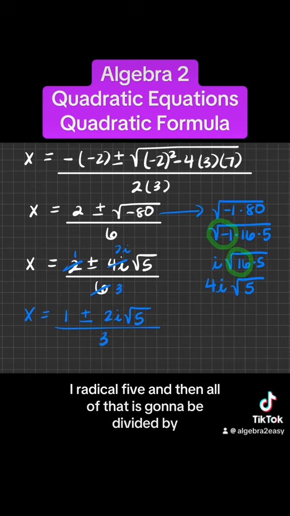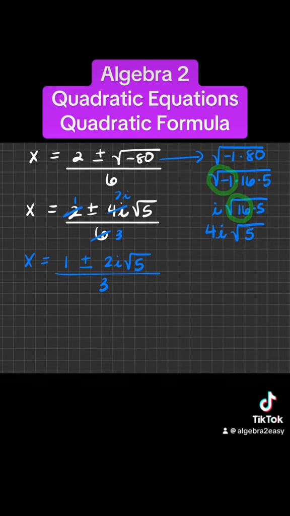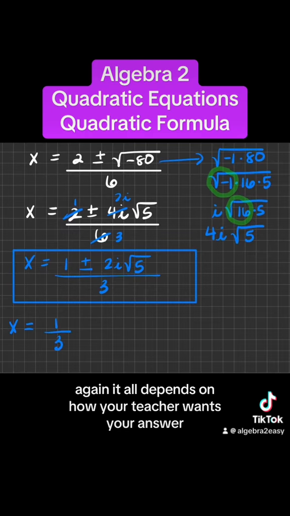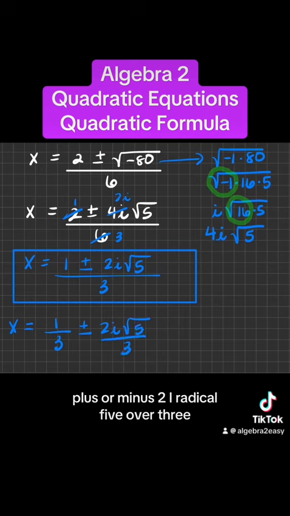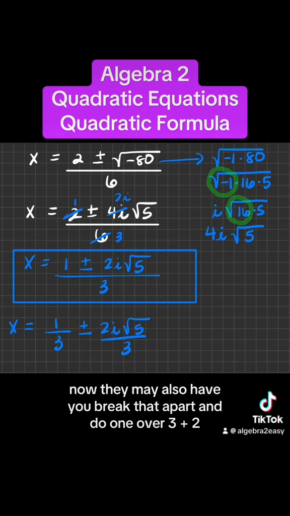And then that's it. That's our answer. 1 plus or minus 2i radical 5 divided by 3. Again, it all depends on how your teacher wants your answer. So they may have you write it as 1 over 3 plus or minus 2i radical 5 over 3. Now, they may also have you break that apart and do 1 over 3 plus 2i radical 5 over 3, and also 1 over 3 minus 2i radical 5 over 3.